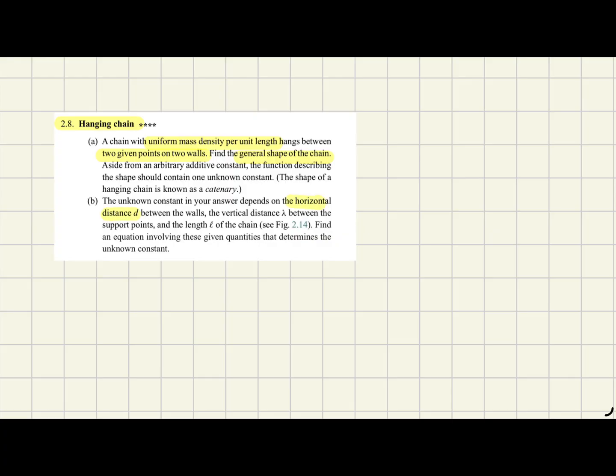The unknown constant in your answer is dependent on the horizontal distance d between the walls, the vertical distance lambda between the support points, and the length L of the chain. Figure 2.14. Find an equation involving these given quantities that determines the unknown constant.